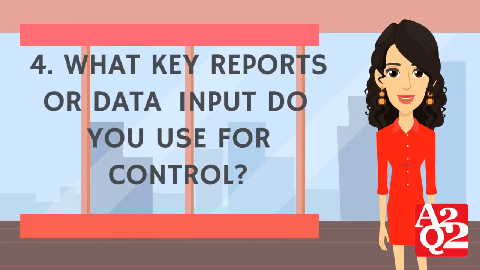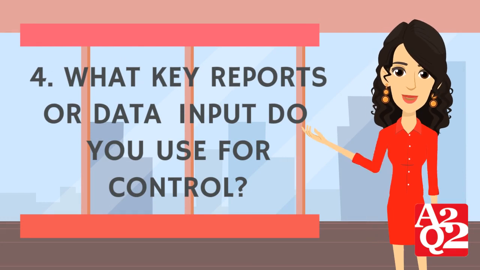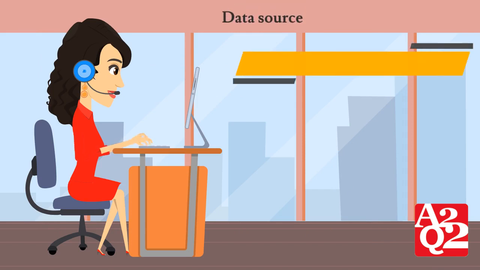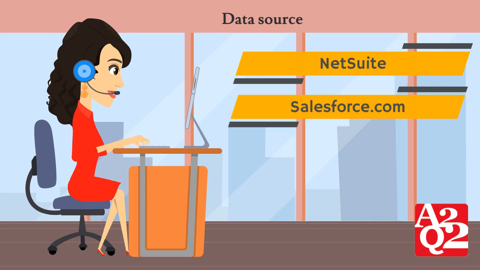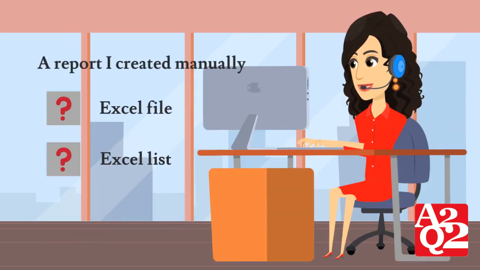Number 4, what are the key reports or the key data input used in this control? That can be, I run a report out of NetSuite. It can be, I run something out of Salesforce.com. I run something out of the HRIS system. So describing what the system, where it came from, and sometimes it's manual. I type it up myself. It's an Excel file. It's an Excel list. That's what they're going to ask.